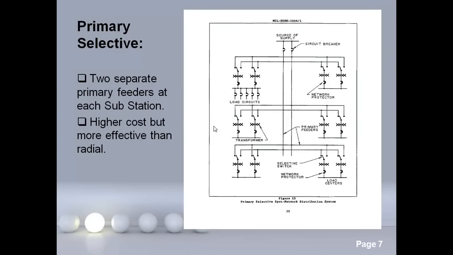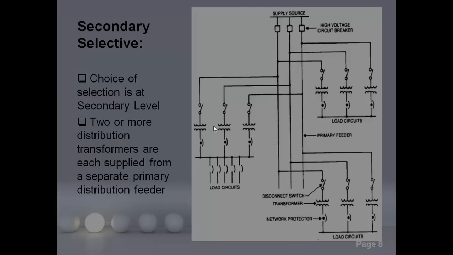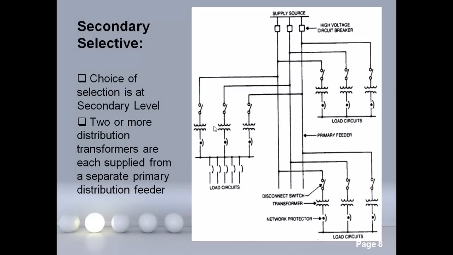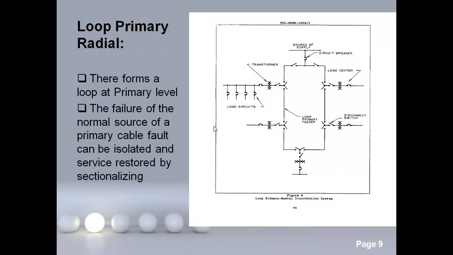The third one is primary selective. In primary selective, there are two separate primary feeders at each substation. You may see here that selection is done on the primary bus. From secondary selective, the only difference is that selection is done on the secondary bus, and two or more distribution transformers are each supplied from a separate primary distribution feeder.